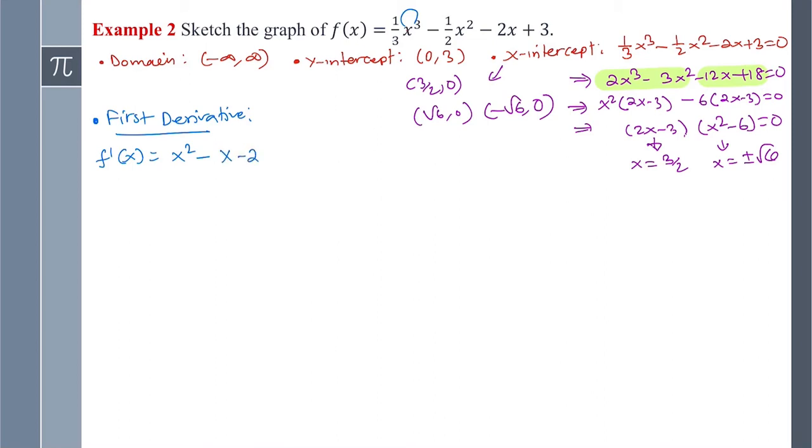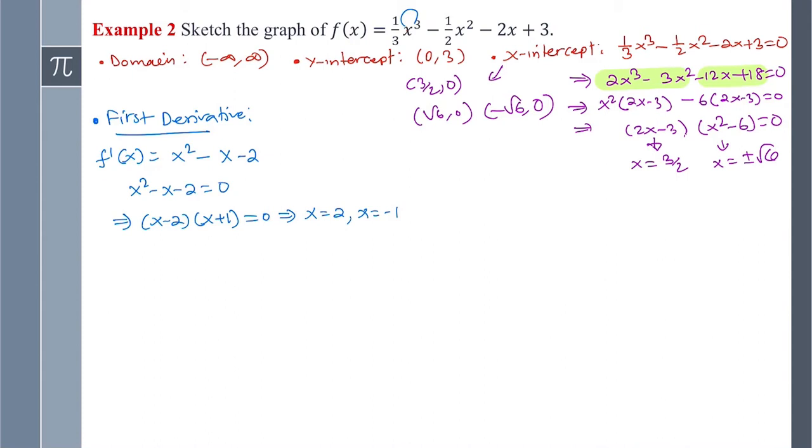We'll use the first derivative to find the critical numbers. So there's no point where the derivative is undefined because this is a polynomial function, so it's defined everywhere. So we'll set the derivative equal to 0 to find the critical numbers. So x squared minus x minus 2 equals 0. We can factor this. So we have x minus 2 times x plus 1 equals 0, which gives us x equals 2 and x equals negative 1.